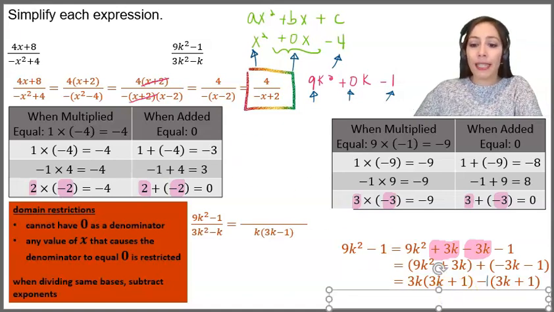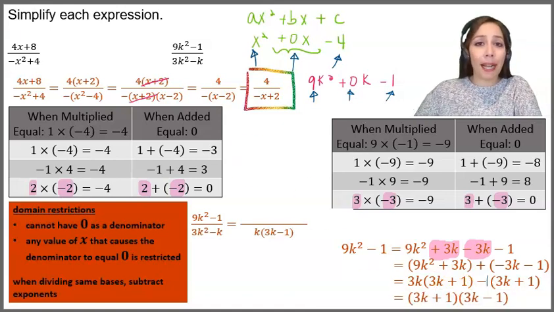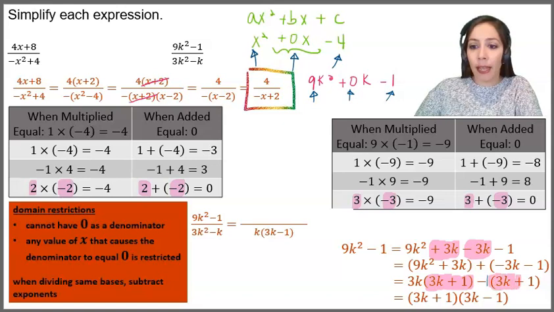From here, you can see that both of them have this greatest common binomial factor of 3k plus 1. They both had this 3k plus 1. So I went ahead and pulled that 3k plus 1 out in front. What did that leave me with? My remainder was that 3k minus 1. So that's our second part here.